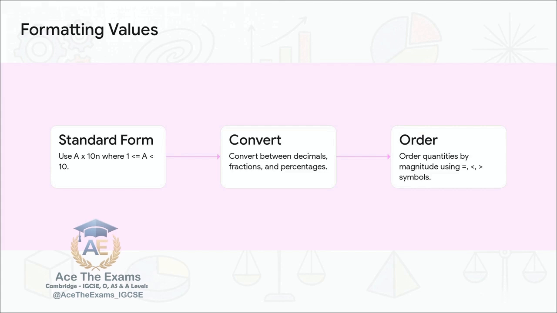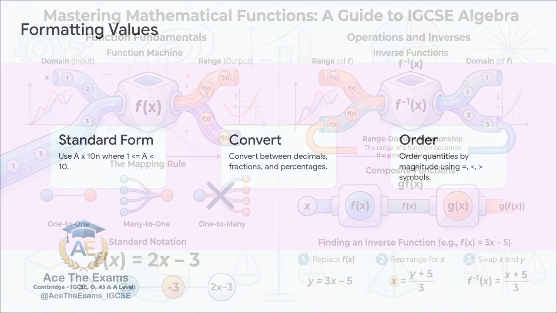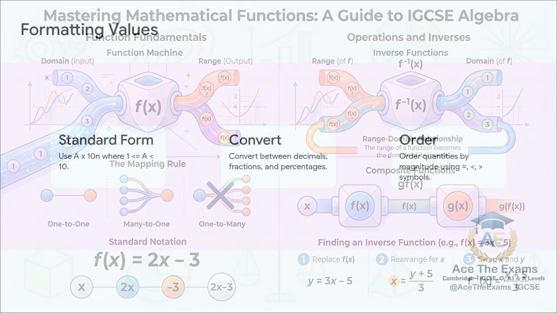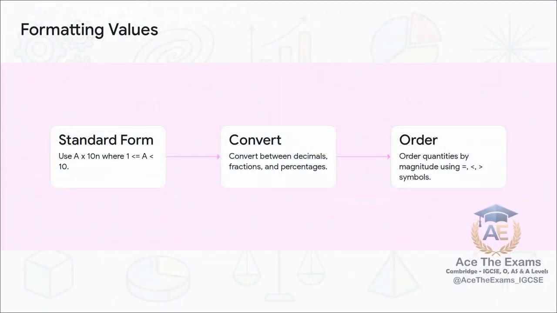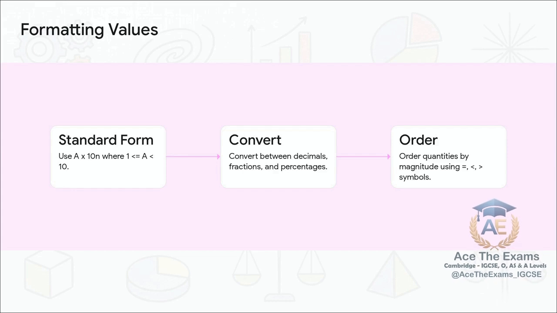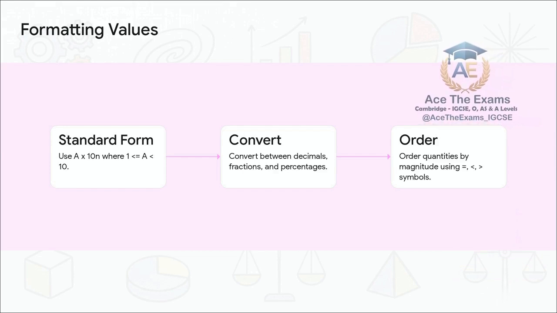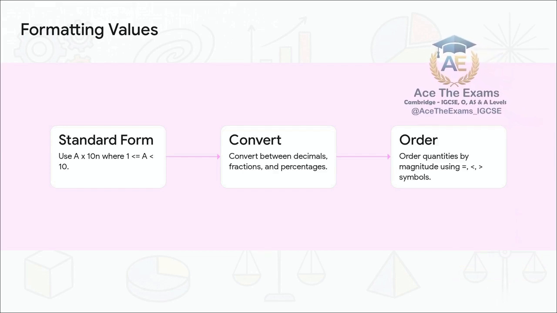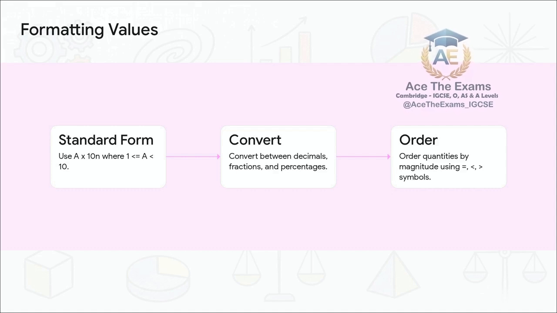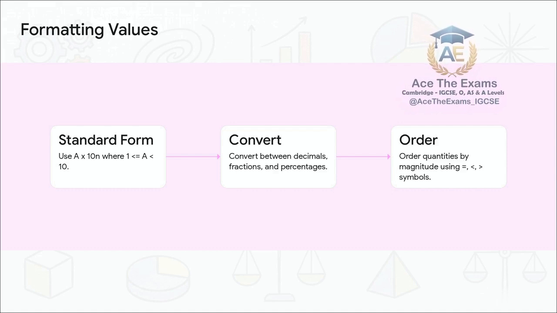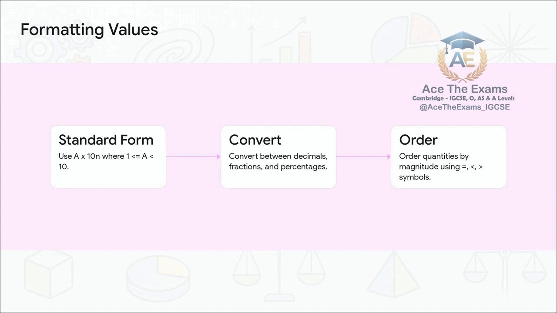You must write massive or microscopic numbers as a multiplied by 10 to the power of n, where a is greater than or equal to 1, but strictly less than 10. Step 2 requires you to convert fluently between decimals, simple vulgar fractions, and percentages. You have to recognize their equivalents instantly. And Step 3 covers ordering these quantities by magnitude. You must demonstrate complete mastery of the mathematical symbols for equals, not equals, greater than, less than, greater than or equal to, and less than or equal to. This is how you present a flawless argument on paper.